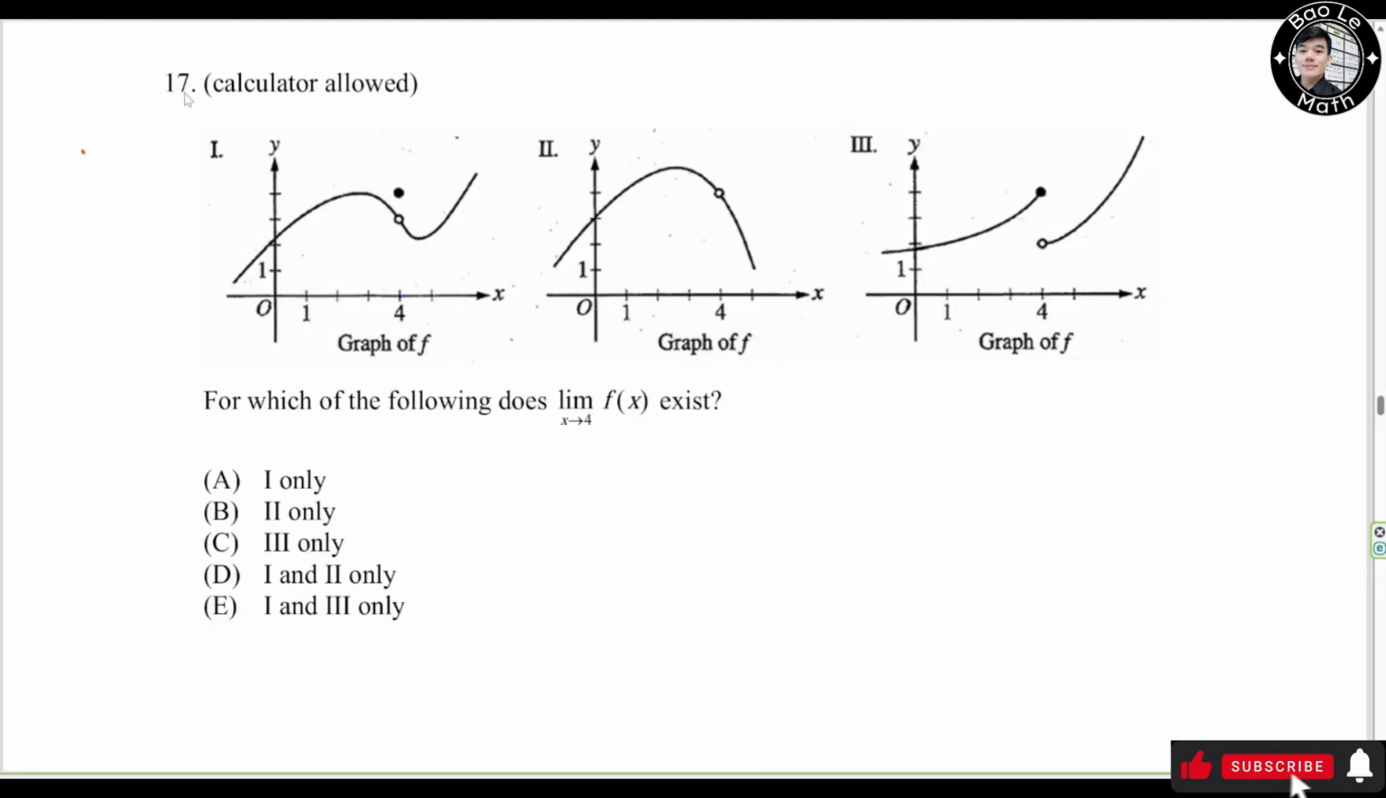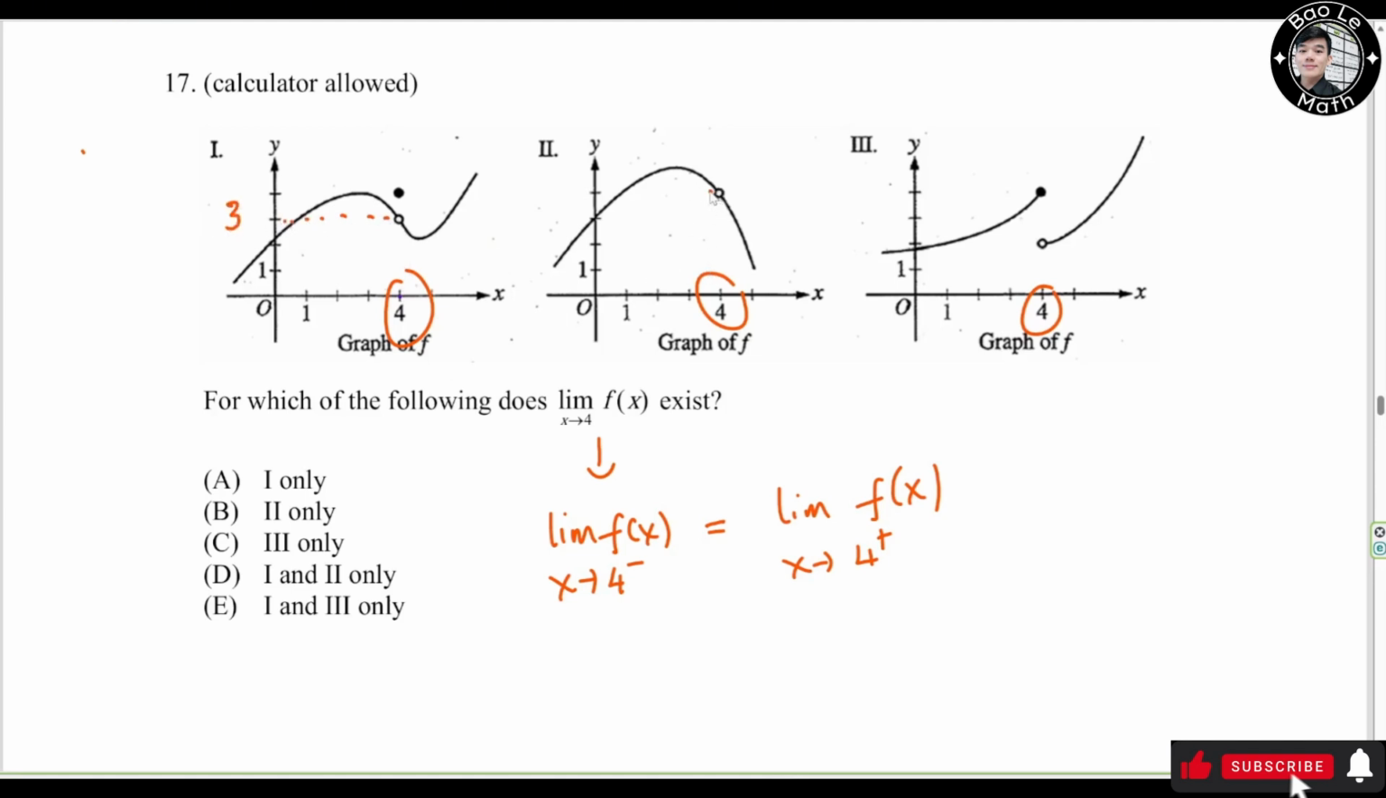Now let's move on to question 17. For which of the following does the limit of f of s when s approaches 4 exist? So we look at the function right here, 4 here, 4 here, and 4 here, right? So we need the limit of the function f of s when s approaches 4 minus to equal the limit of the function f of s when s approaches 4 plus. So for this one right here, 4 minus and 4 plus, you have the same values right here. It's going to be 3, right?